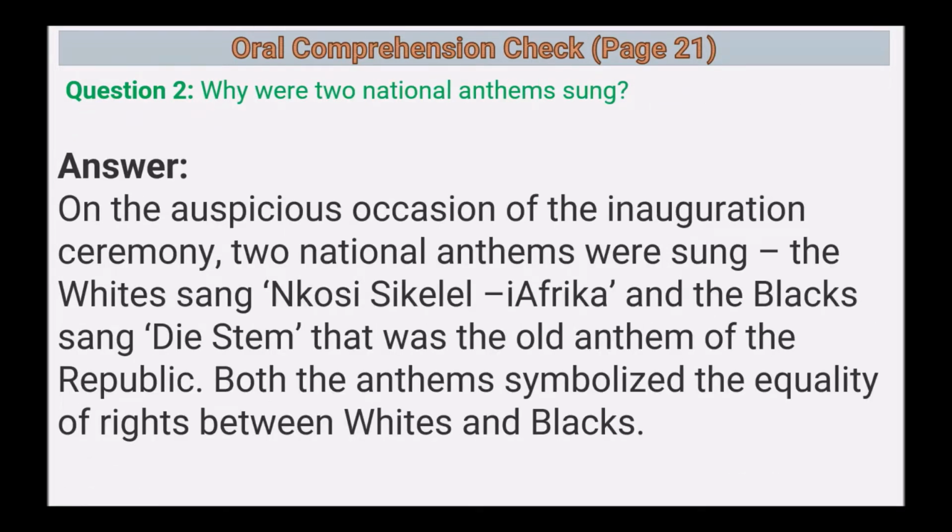Next, why were two national anthems sung? On the auspicious occasion of the inauguration ceremony, the two national anthems were sung. The whites sang their national anthem and the blacks sang Die Stem, that was the old anthem of the republic. Both the anthems symbolize the equality of rights between whites and blacks.